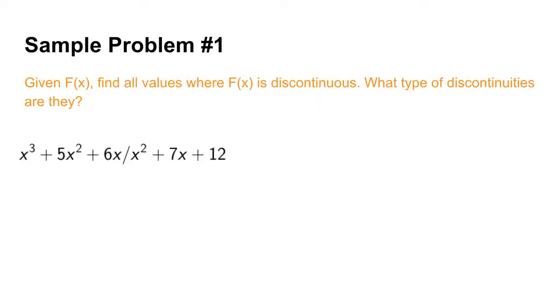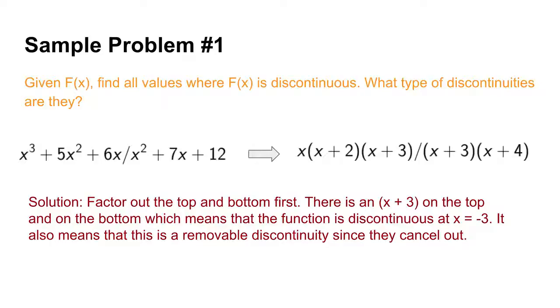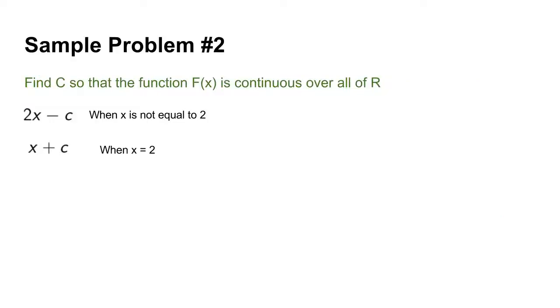Given f of x, find all values where f of x is discontinuous. What type of discontinuities are they? The first step in this problem would be to factor out the top and the bottom. And when you do that, you get this, hopefully. Now you see that there is an x plus 3 on the top and an x plus 3 on the bottom. That means that there is a discontinuity at x equals negative 3. It is a removable discontinuity since the x plus 3 would cancel out.